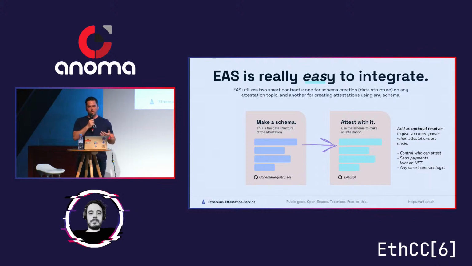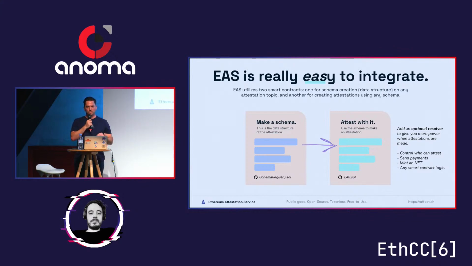You might think, what information is important for an event. Maybe you want to describe the event name, right? And that could be a string. Maybe it's the start time, and it's a uint64, right? You can start to define the different types of data structure, and then the other smart contract allows you to make an attestation on that schema.